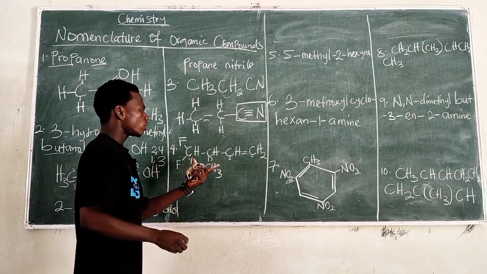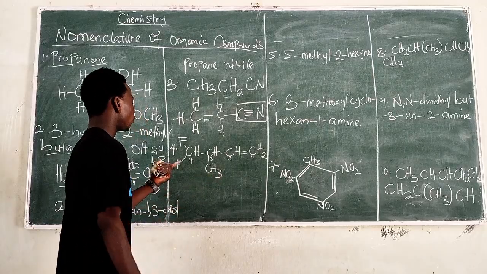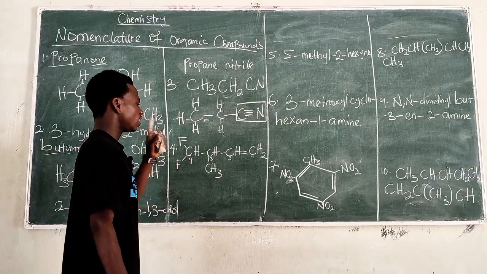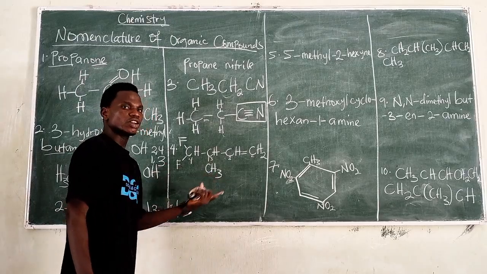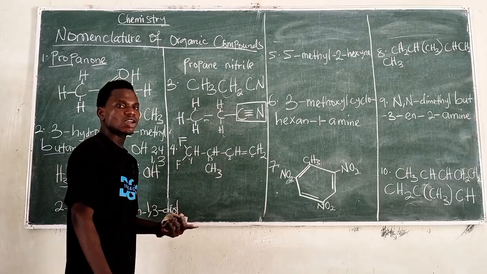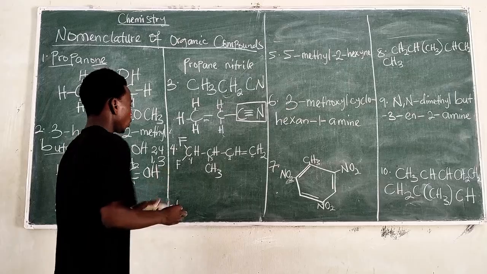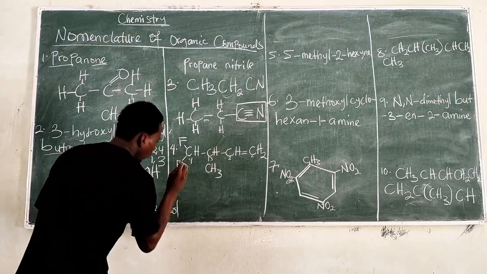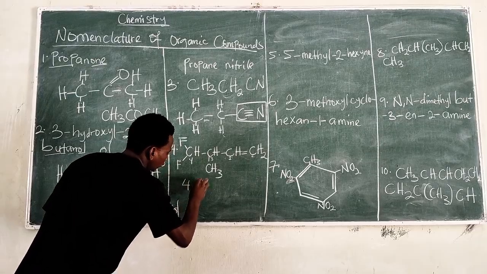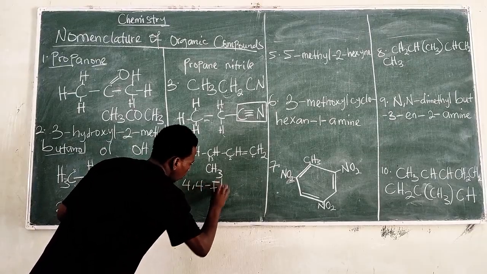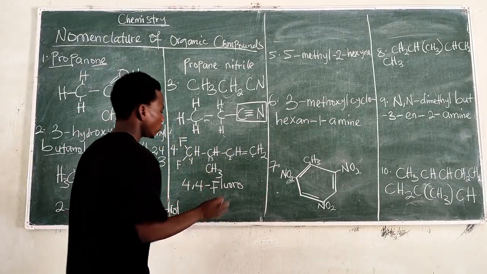So on position 1, we have our double bond. But then on position 3, we have a methyl, and on position 4, we have 2 halogens, specifically fluorine atoms. So we know that we have fluorine here and we have methyl. So F comes before M, so we're going with the alphabetical pattern. On carbon 4, we have 2 fluorine atoms. So that's going to be 4, comma, 4 fluoro. Then on position 3, we have a methyl.